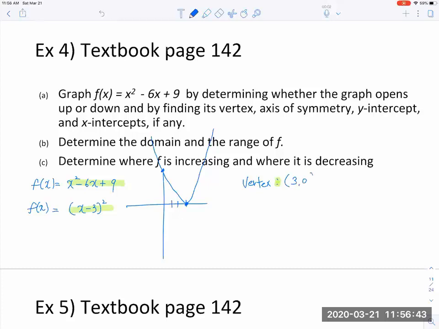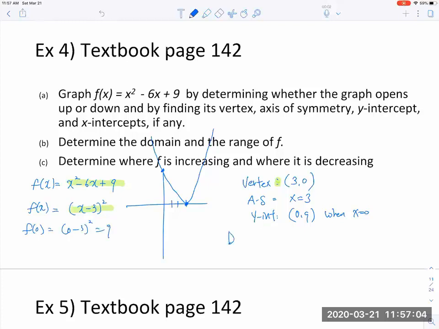(3, 0). Your axis of symmetry is x equal to 3. Your y-intercept is (0, 9) when x equals 0. I just evaluated f of 0: 0 minus 3 squared is 9.